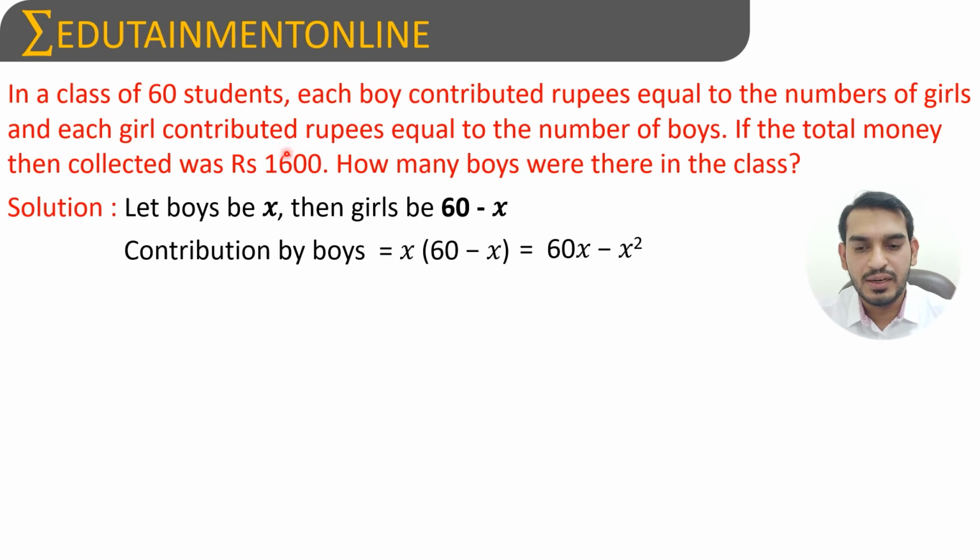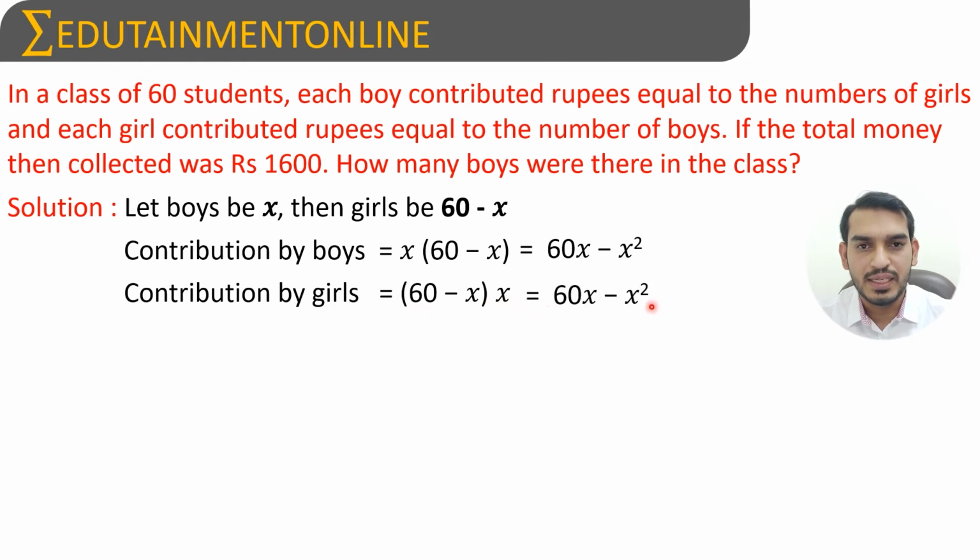Similarly, each girl contributed rupees equal to the number of boys. So the number of girls into the contribution, which is equal to the number of boys. So the contribution by girls is also 60 minus x into x. So if you multiply here, that will be 60x minus x square.